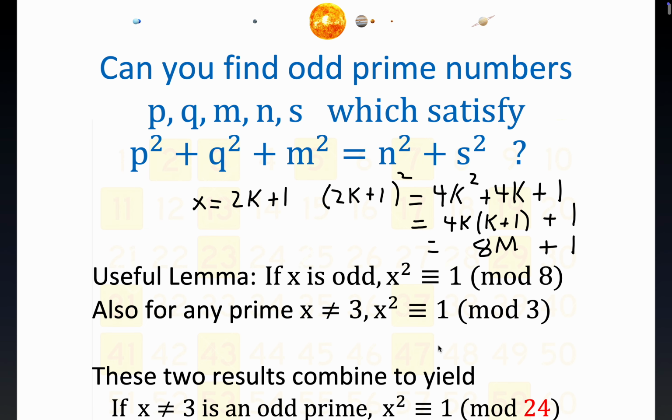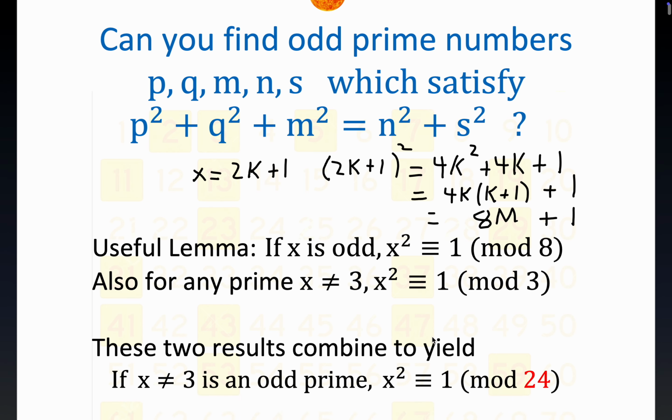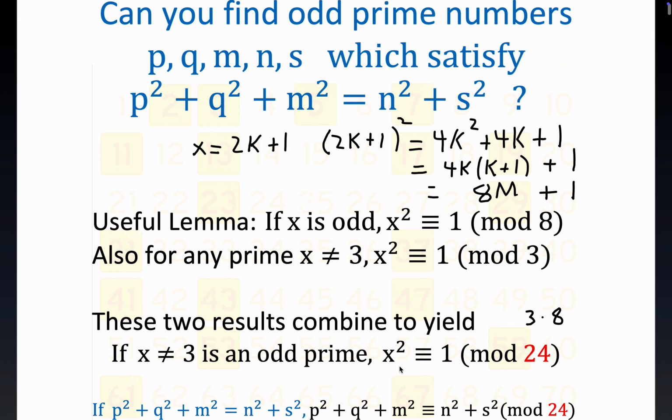But notice that these things combine in a multiplicative way, and we get this result right here, which is super important. The 24 is, of course, 3 times 8. Now, if you aren't familiar with modular arithmetic, what this really says is that 8 divides x squared minus 1, and 3 divides x squared minus 1, which can be written this way. But if 8 divides that and 3 divides that, then 24 divides that also. So that's how that works. So we got this very important result for any odd prime not equal to 3.